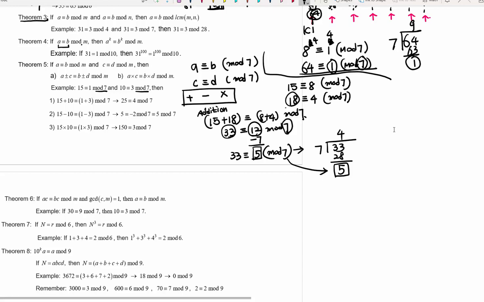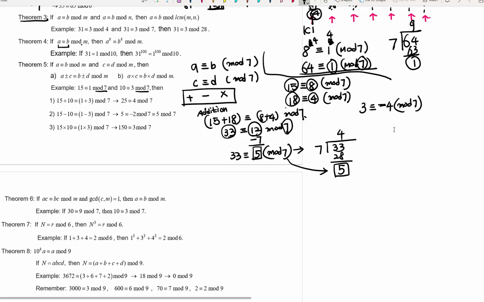So 18 minus 15, okay? Bottom to the top, okay? 18 minus 15 is 3, isn't it? Okay? So 4 minus 8 is how much? 4 minus 8 is what? Negative 4, right? Mod 7, it's okay? But this is not a remainder, right?